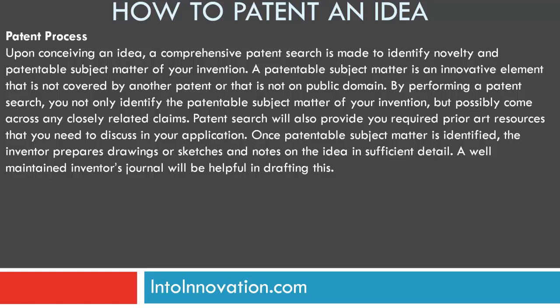Patent process. Upon conceiving an idea, a comprehensive patent search is made to identify novelty and patentable subject matter of your invention. A patentable subject matter is an innovative element that is not covered by another patent or that is not in the public domain. By performing a patent search, you not only identify the patentable subject matter of your invention, but possibly come across any closely related claims. Patent search will also provide you required prior art resources that you need to discuss in your application.